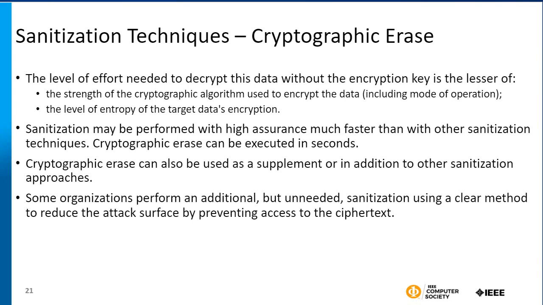And you can actually combine it with an overwrite. So we see some organizations, they'll use cryptographic erase and then they'll come in and do maybe a one-pass overwrite. It adds more time to it, but if you're a belt and suspenders kind of organization, that's one way of adding some additional assurance that you know the actual state of the storage on the other side of the sanitization operations. All right.